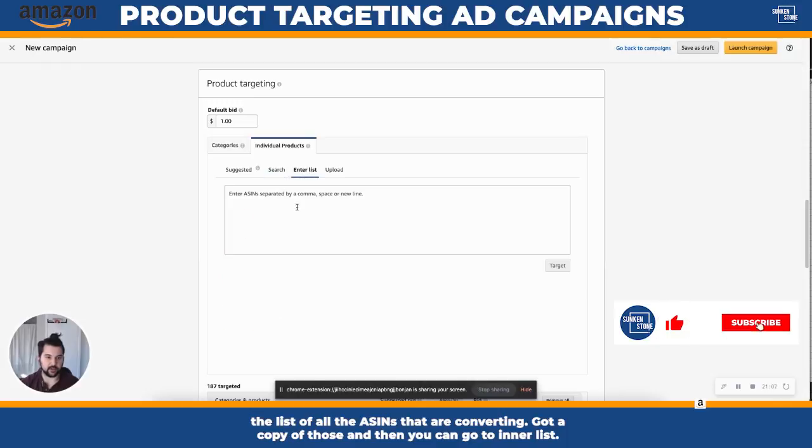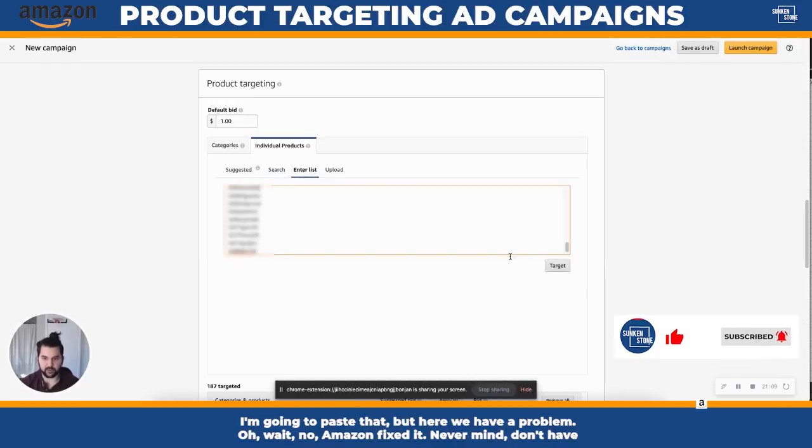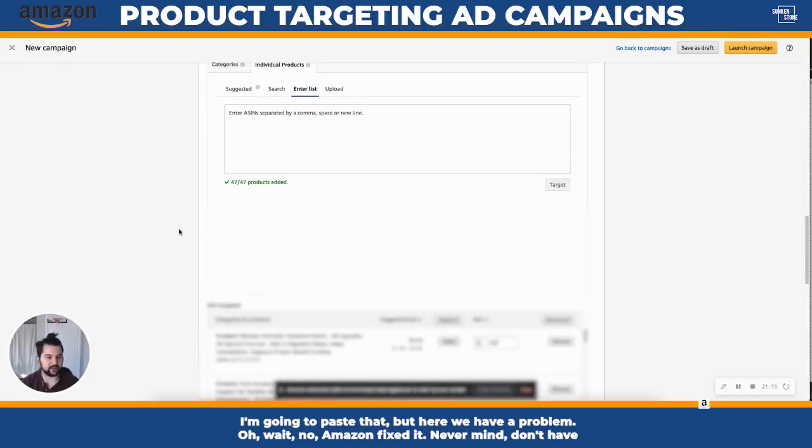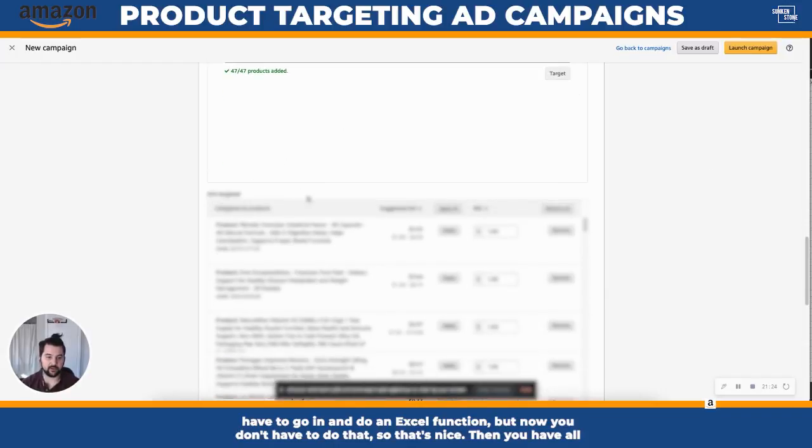And then you can go to enter list. So I'm going to paste that. But here we have a problem. Oh, wait, no. Amazon fixed it. Never mind. Don't have a problem. They used to not accept things that weren't capitalized, but now they do. So you used to have to go in and do an Excel function, but now you don't have to do that. So that's nice. So then you have all these ones.